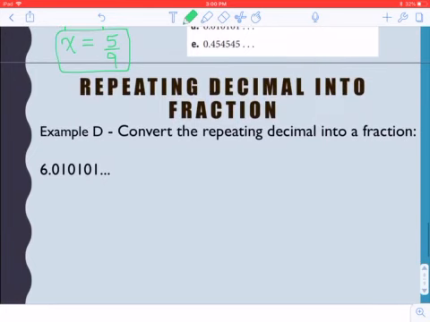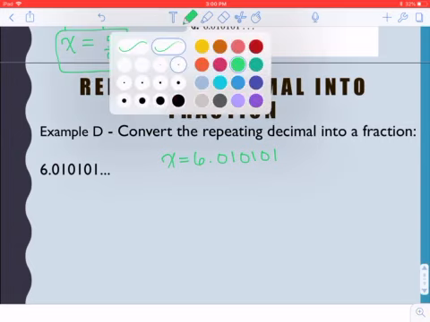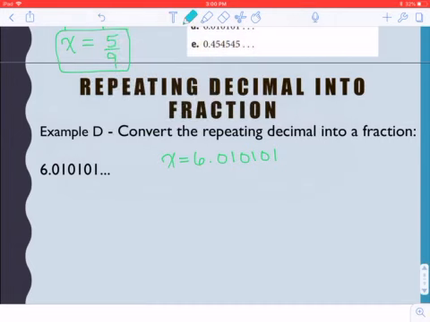And then let's do example D. Convert the repeating decimal into a fraction. I'm starting with 6.010101. That's x. This time I actually have to move my decimal 2 times in order to get in all of the repeating. So that's 100x, and that is 601.010101.